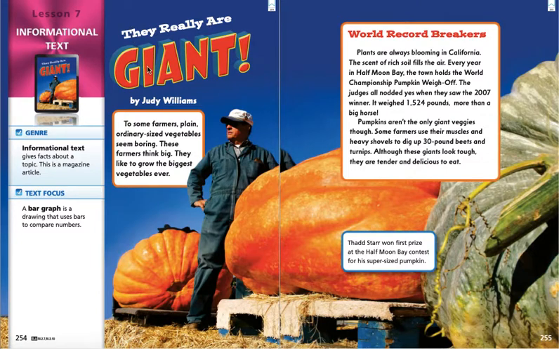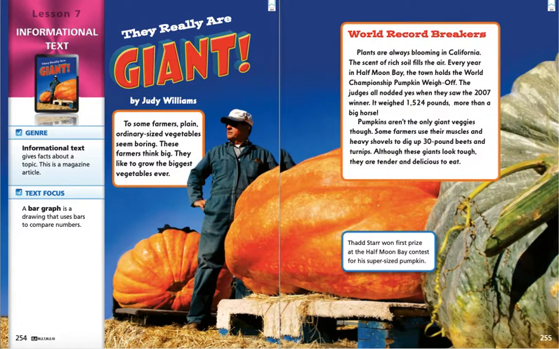This story is called They Really Are Giant by Judy Williams. To some farmers, plain, ordinary-sized vegetables seem boring. These farmers think big. They like to grow the biggest vegetables ever. I was reading this little caption right here next to the man. So this is kind of like an example of information that goes along with the picture. All right, here's our heading. World Record Breakers. Plants are always blooming in California.